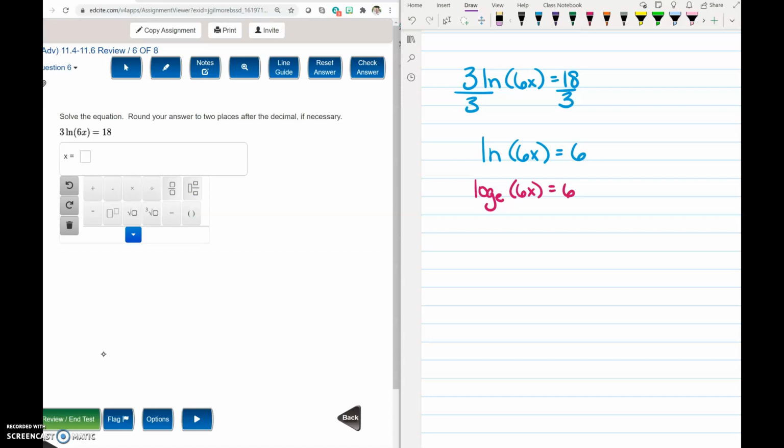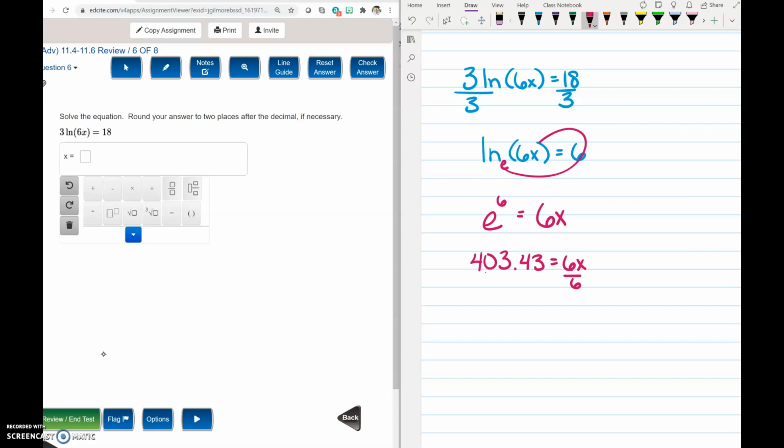But I know some of you don't want to take the time to rewrite it. So if you just want to stick a little e in the base to remind yourself, you're not really adding that to the equation. You're just reminding yourself that ln means base e. And then we do the log ride. Woo! e to the 6th equals 6x. e is right above your ln button, so second ln button gets you your e. Raise that to the 6th, and we get the decimal 403.43.